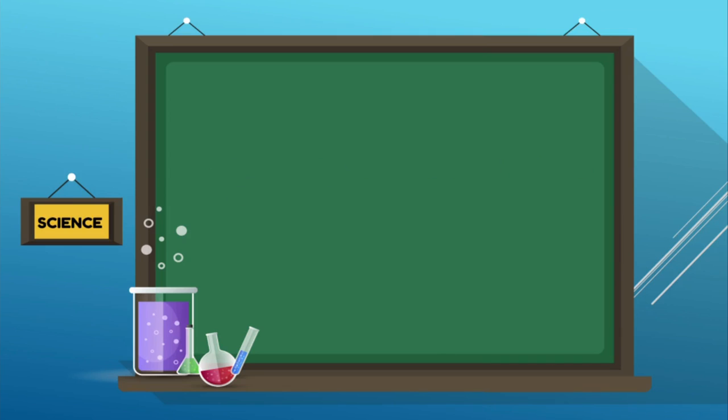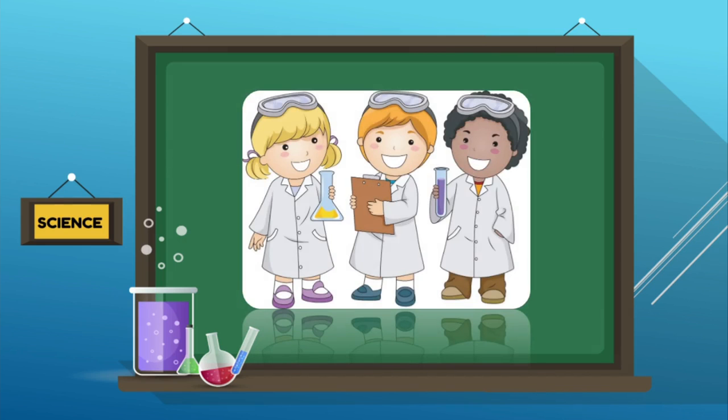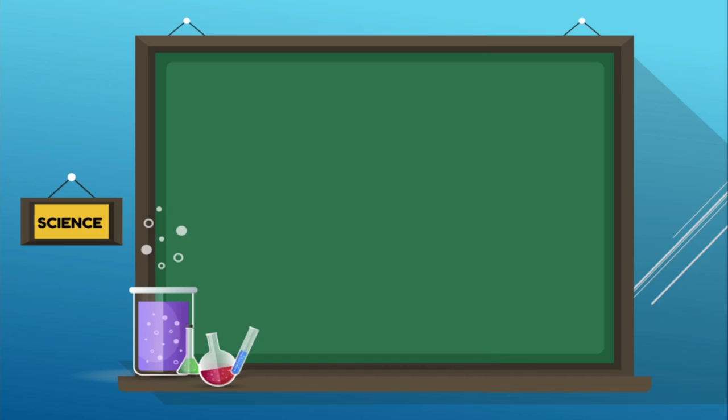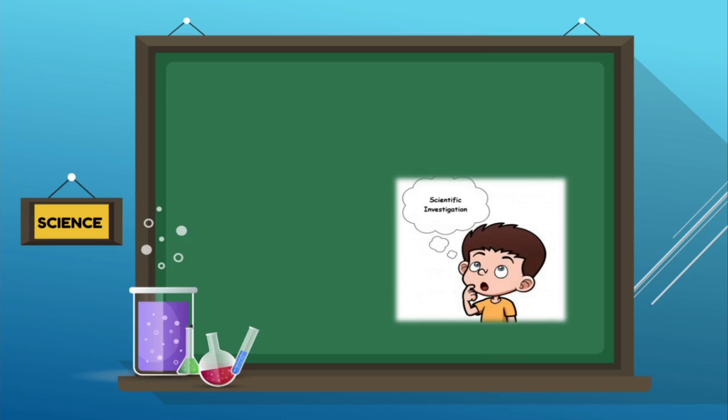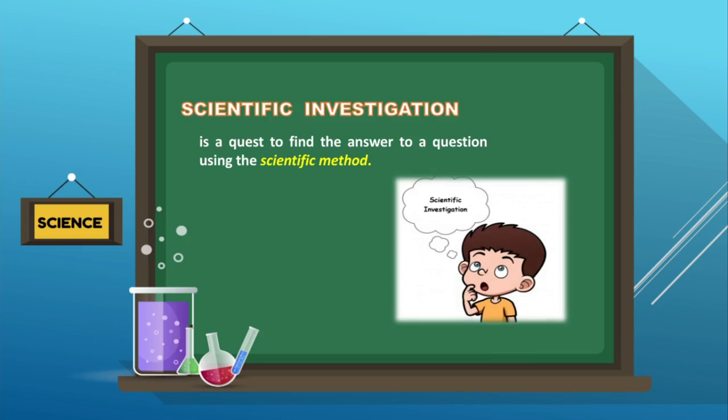Now class, before we go further with our lesson, let me tell you something about scientists. Scientists are like detectives. Why? Because they use scientific investigation in order to develop models and explanations for the world around them. Now, what is scientific investigation? Scientific investigation is a quest to find the answer to a question using the scientific method.